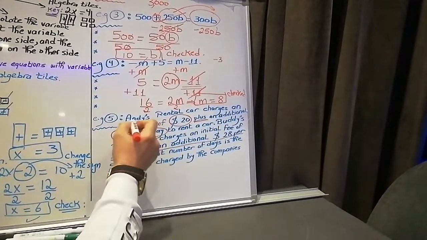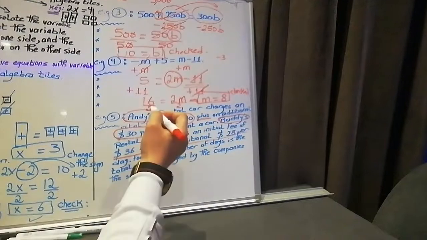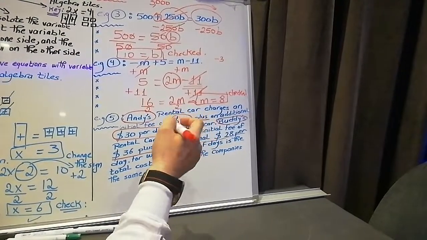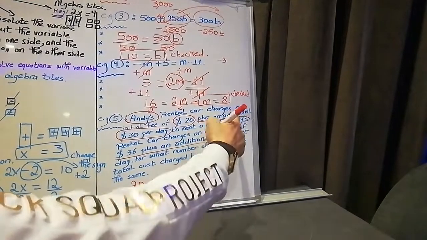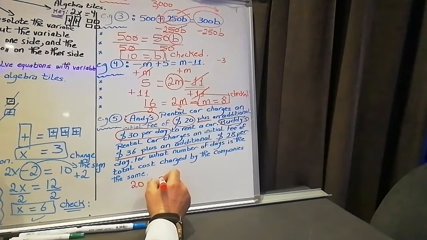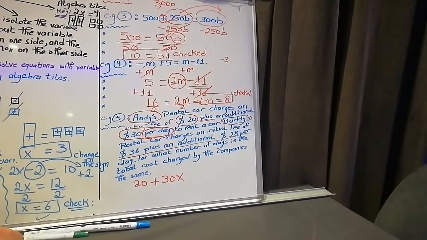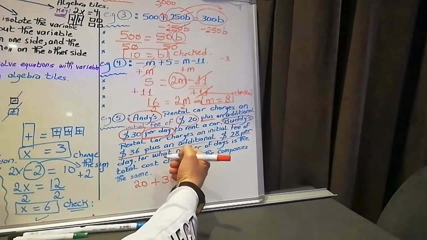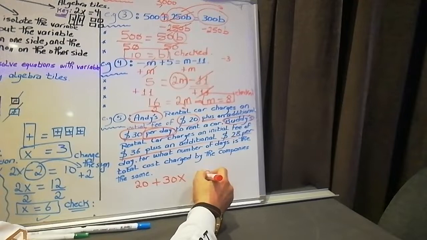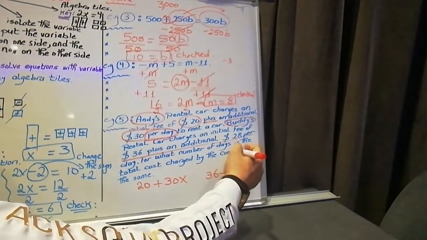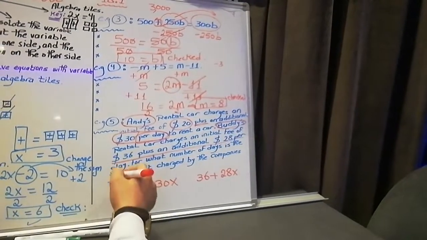Let's start with the first part. Let's start solving the first expression, just to form the first expression. We have 20 plus an additional $30 per day, so 30. Per day means, guys, the variable, which is x. This is the first expression. Let's continue with the second, guys. So we have $36 plus, of course, an additional $28 per day, so 28x. And per day means x.